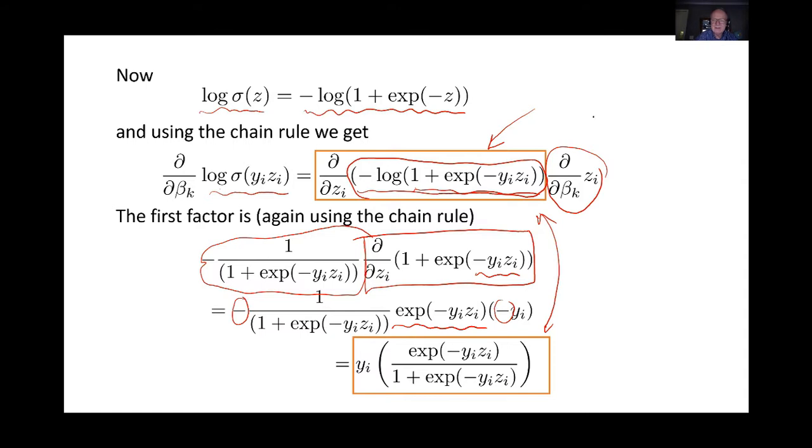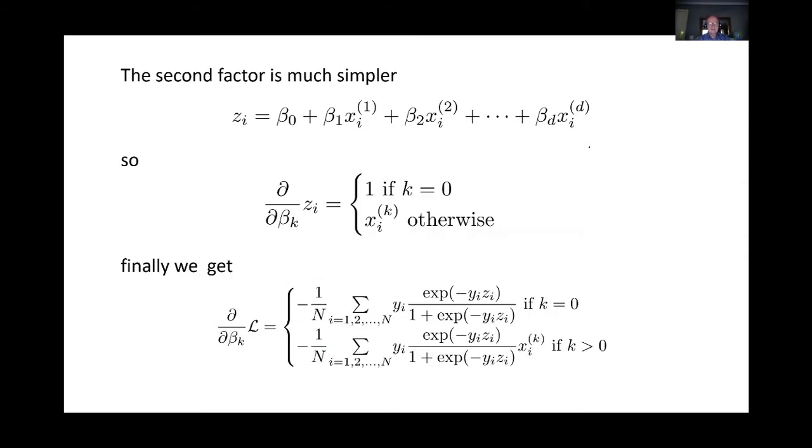The second part is very easy, because zi as a function of the betas is just given by this.